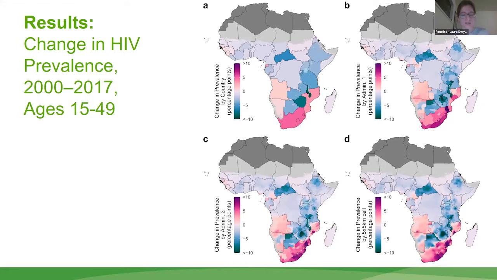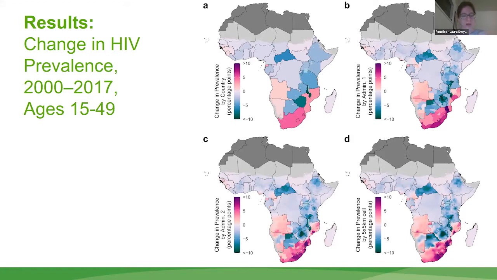And I think the most striking difference that we see here is that there are many countries where we find areas where HIV prevalence has increased over this period, and other areas in the same country where HIV prevalence has decreased. So when you look at the state or the province level, this is true for 16 of these 47 countries. When you look at the district level, this is true for 20. And when you look at this gridded level, this is true for 28 of the 47 countries.